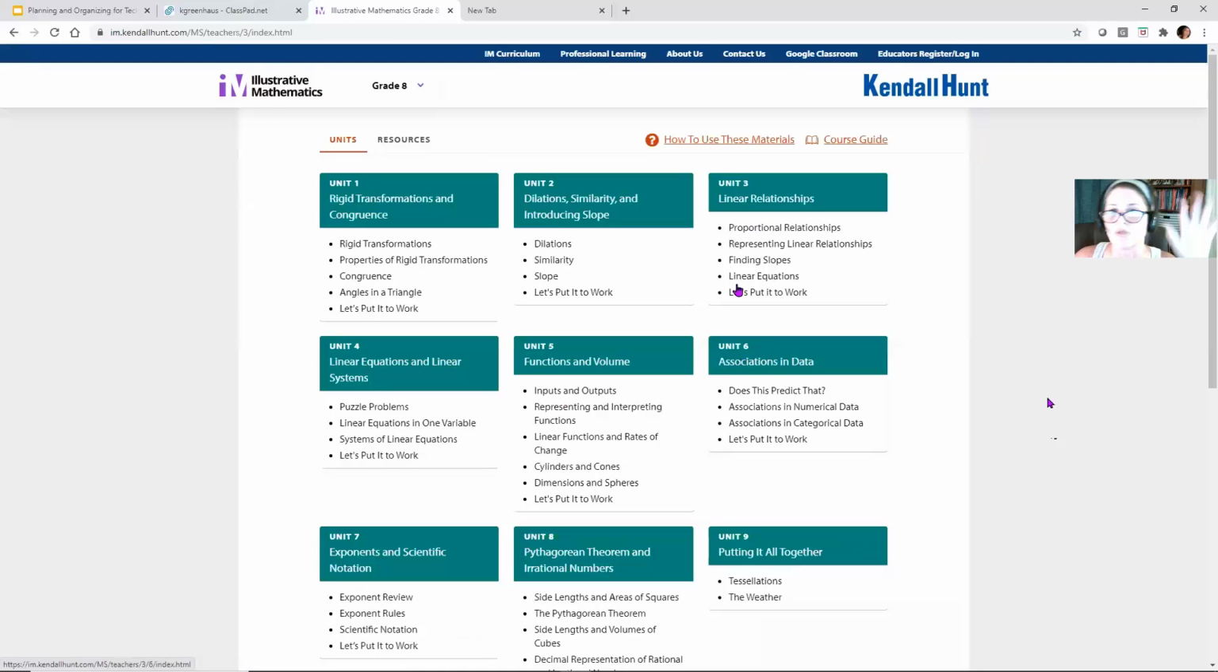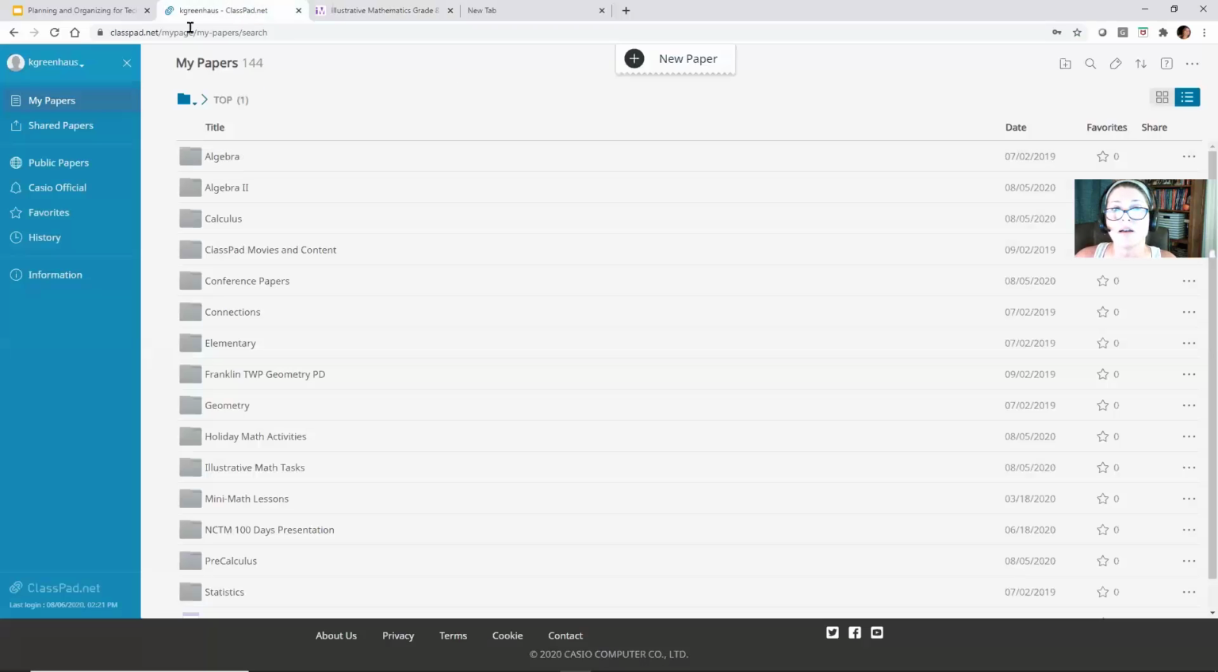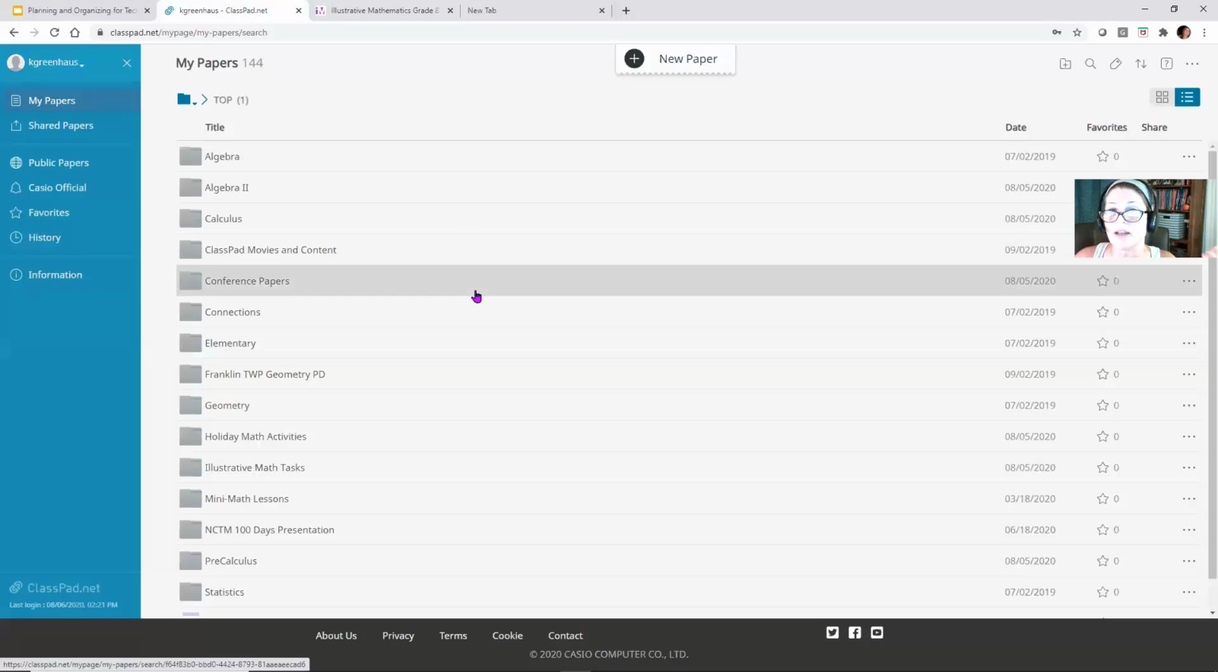I'm not going to go through all this. And so you'll see that I have units, right? So if this were me, my curriculum, I would probably want to organize my folders by units and then by the lessons within the units, right? So I'm going to go back to my Classpad and create my first folder.